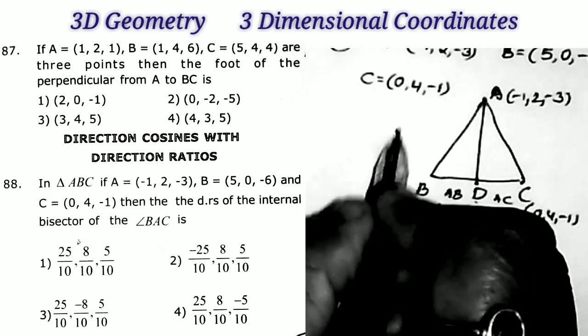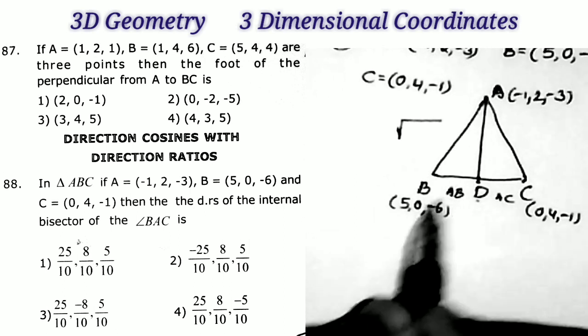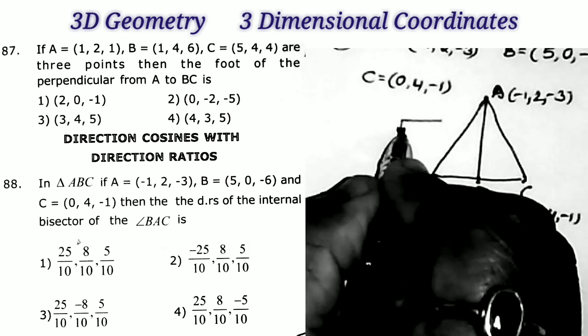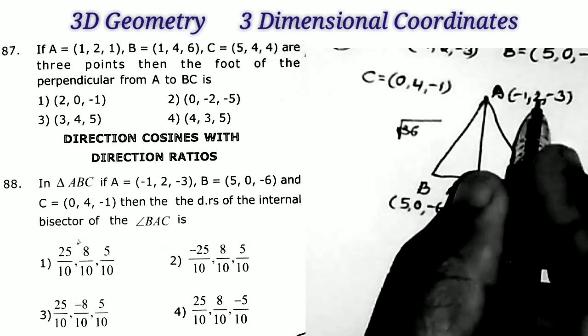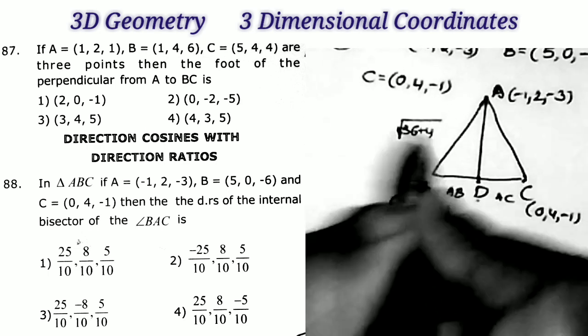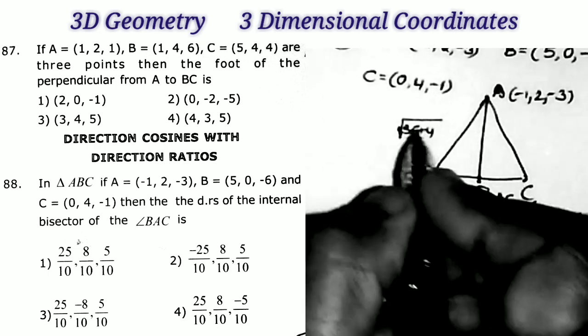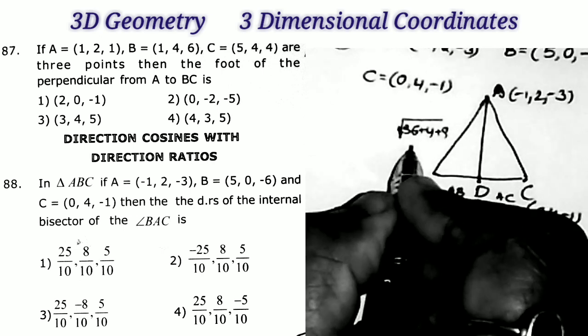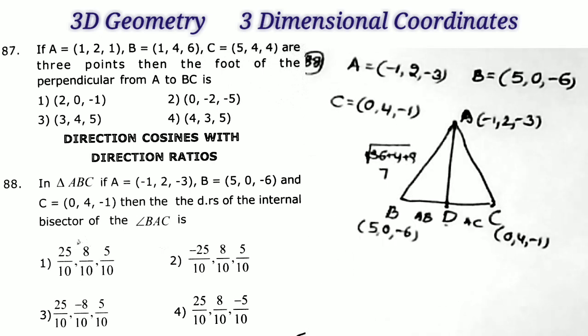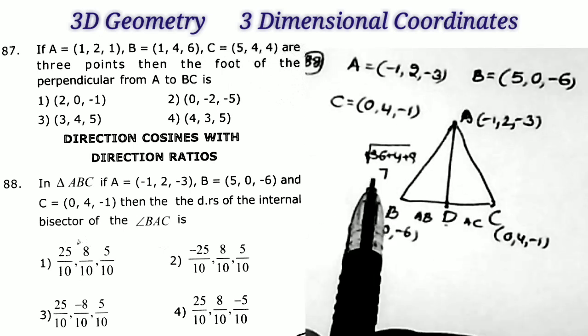Now finding the AB distance and AC distance. What is the AB distance? 5 plus 1 whole square, that is 36. 0 plus 2 whole square, that is 4, minus 6 plus 3 whole square, that is 9. Therefore root 49 is equal to 7.